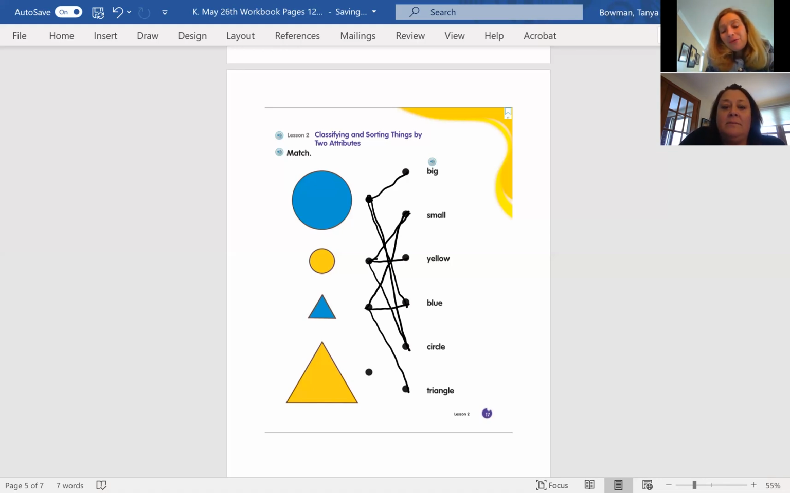All right, now we're going to move down to the last shape on this page, and that is a yellow triangle. I would start with the word big though, Mrs. Bowman. So I would draw a line from the dot all the way up to the word big. I would draw a line to yellow. And I would draw a line to triangle. All right. Good job.